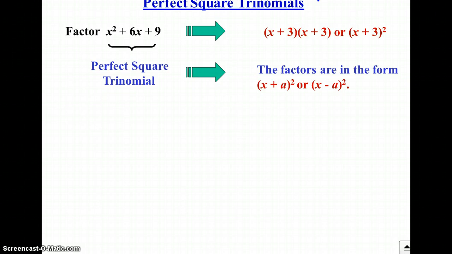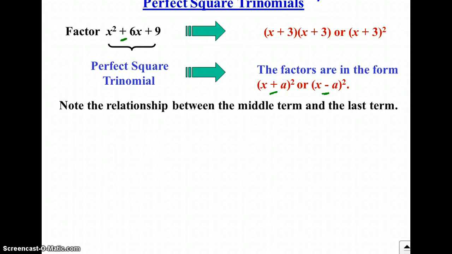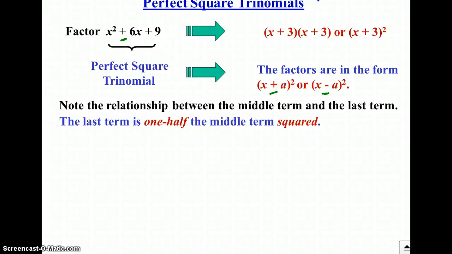Depending on what the middle term is, positive or negative will determine whether it's going to be a positive binomial squared or an (x minus a number) squared. Note the relationship between the middle term and the last term. The last term is half the middle term squared. So our middle term is positive 6x. You take half of that and you square it, and we get this positive 9.